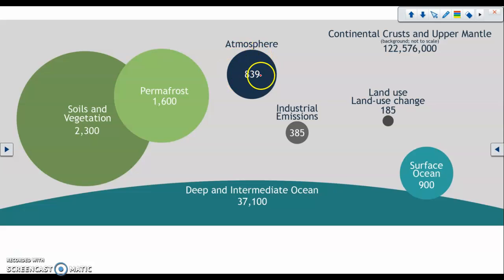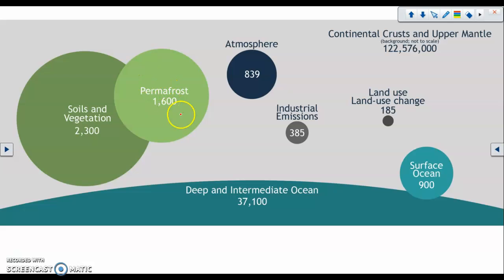So if this goes down to 820, the 19 gigatons has to go somewhere, and that has to go obviously to the permafrost, to the surface ocean, into the deep intermediate ocean, or the continental crust. Again, this is the biggest storage area for carbon dioxide. You can see it's 122,576,000,000 gigatons. That's a lot of gigatons, right?